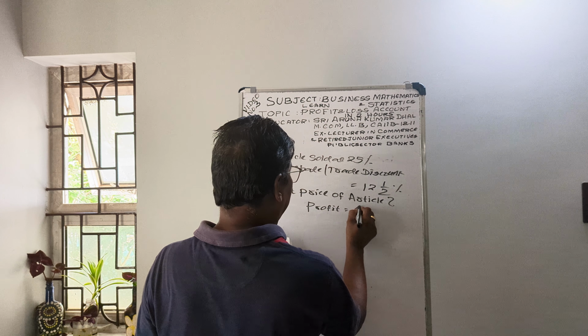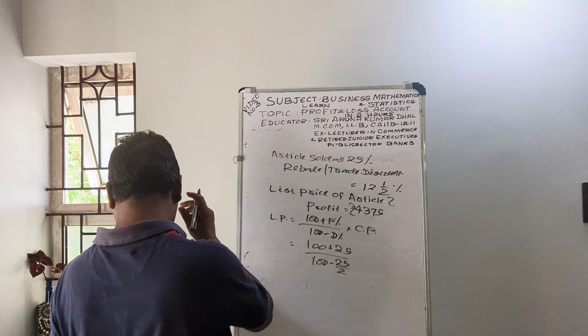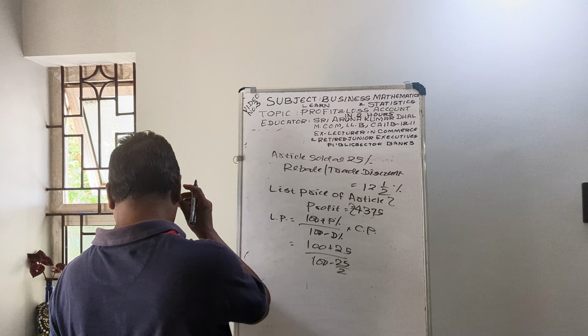Then 100 plus profit is 25, and discount is 25 by 2. We have to find out the cost price here. So the cost price of the article, because profit is given at 25%. 25% profit means when profit is 25, cost price is 100. When profit is 1, cost price is 100 by 25, that is 4 times.